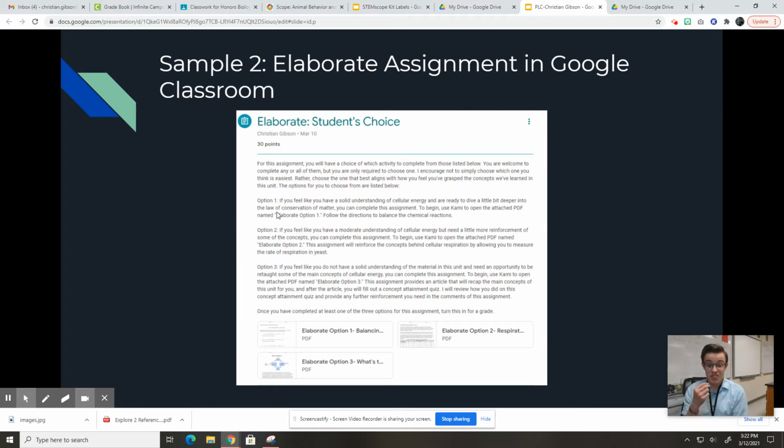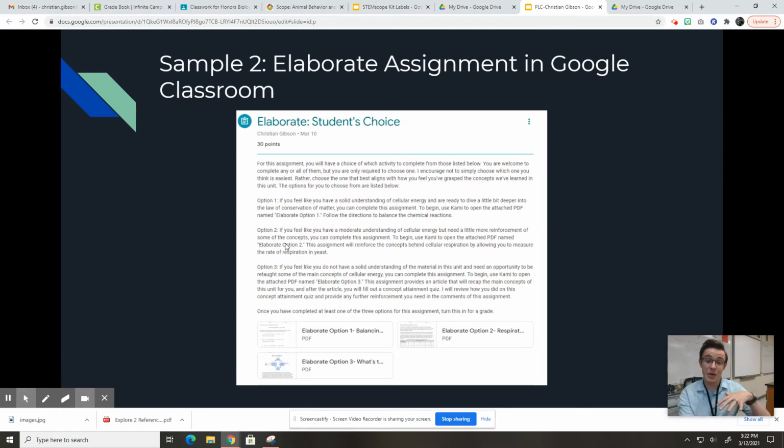If they feel like they have a solid understanding of cellular energy and bioenergetics, it's photosynthesis and cellular respiration, then option 1 will let them dive deeper into applying the law of conservation of matter and actually help them learn how to balance chemical reactions, which is a chemistry standard.